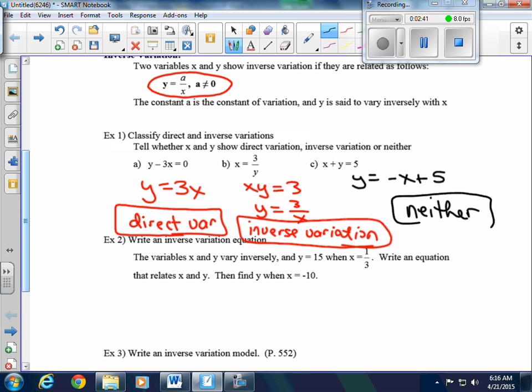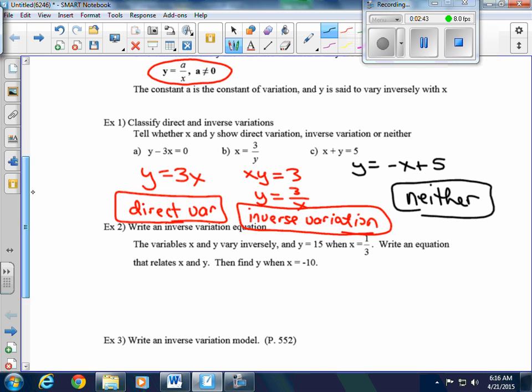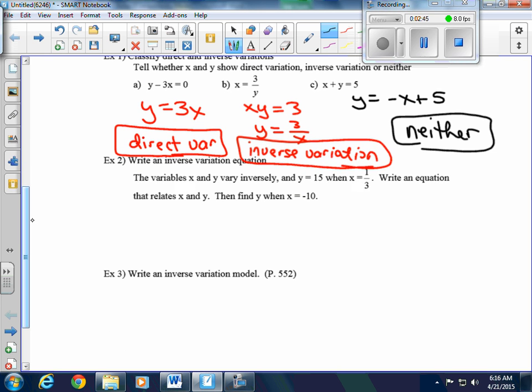Then in example 2, they're going to tell us to write an inverse variation equation. So it says the variables x and y vary inversely. So we know that it is an inverse variation, so we are going to write this equation, y equals a over x. We know that our variables are related in this manner. So what we're going to do is plug these numbers in. We have this and we have this.